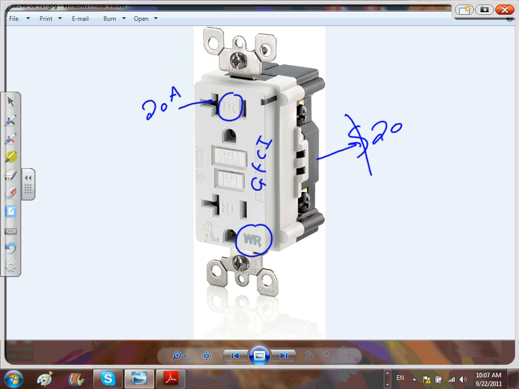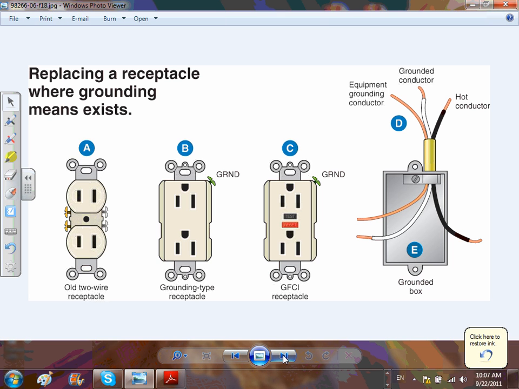Now there's a shortcut for that. I don't need a GFCI if I feed it from a GFCI. So you cut the GFCI out of it. So it runs you $20 on that. Any questions about this? Any question? So that's a nice combo.